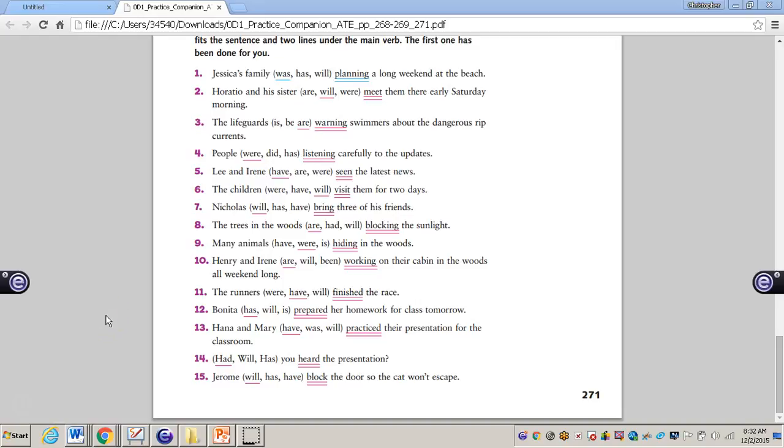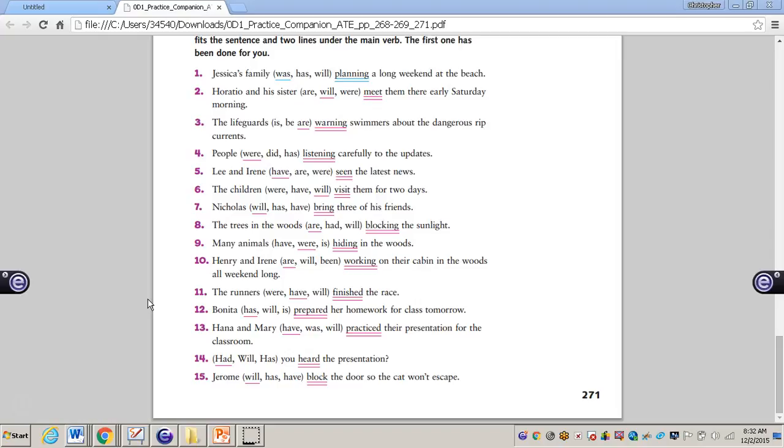So here are your answers for number 3 through 15. You can see 3 underline are, and then warning is the main verb. 4 were helping, listening main. 5 have is the helping verb, and seen is the main verb. 6 will, and then visit for the main verb. 7 will again for helping, bring for the main. Number 8 are for the helping, blocking for the main verb. 9 were for the helping verb, hiding for the main verb. Number 10 are for the helping, working for the main.